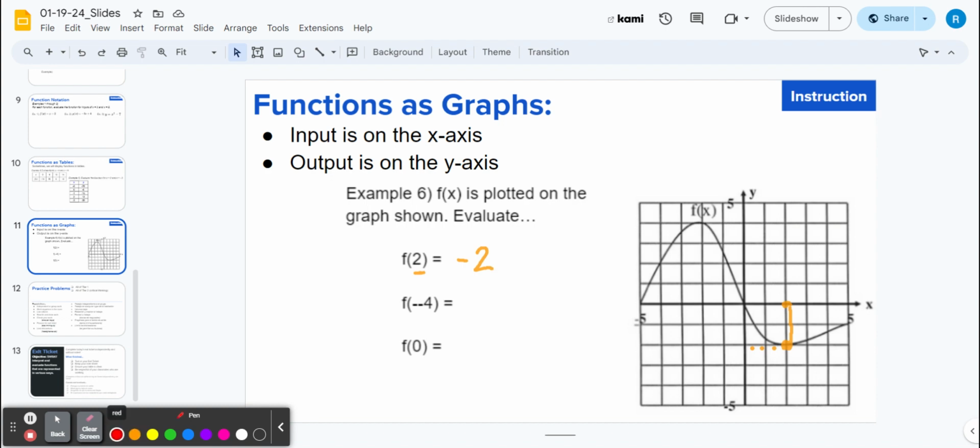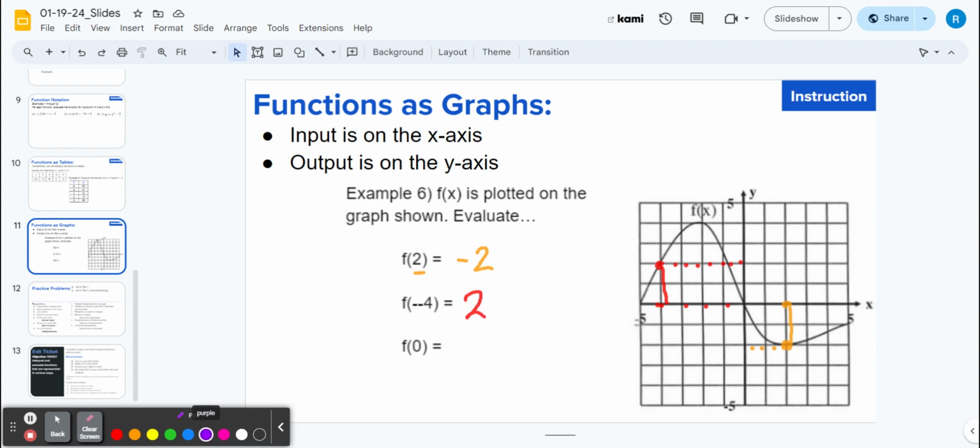This next one I'll do in red at f of negative 4. So our input is negative 4. I'm going to go over 1, 2, 3, 4 spots. I'm going to find my function. The height is up here. It looks like, if I count over, it is at a height of 2, positive 2 this time. So my function at negative 4 is positive 2.